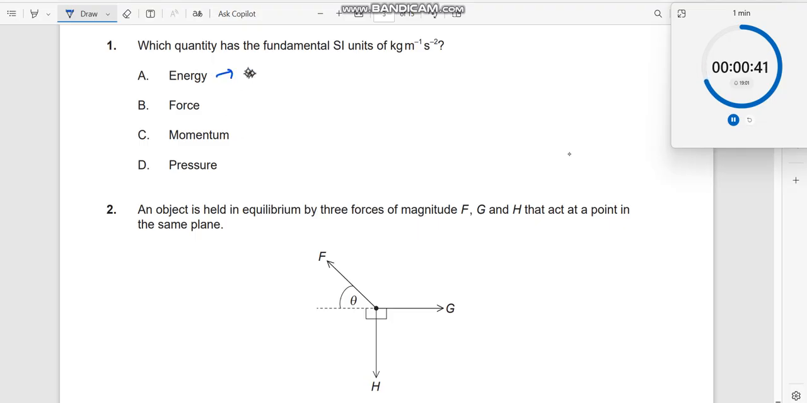For example, energy, what is it? Force into displacement. Force itself. Momentum can be written as force multiplied by time. Pressure, force per unit area. Force is common, right? So this should also have something related to force.